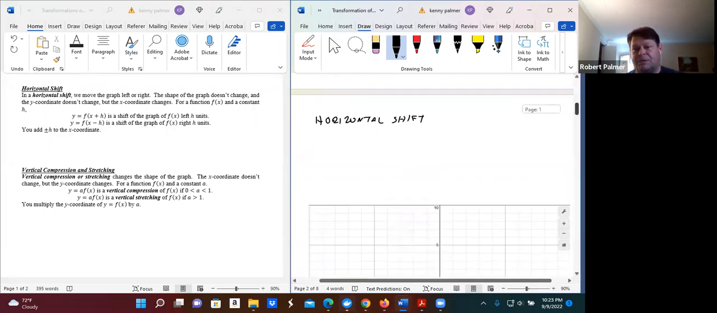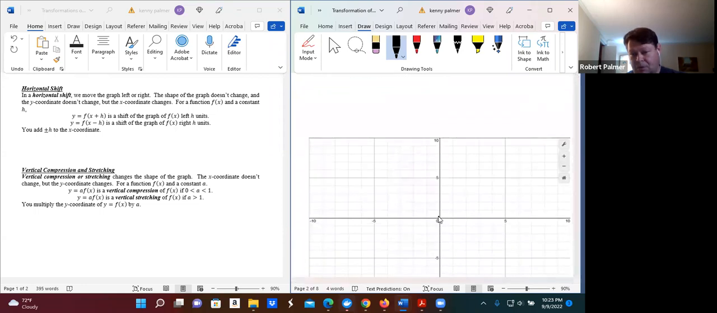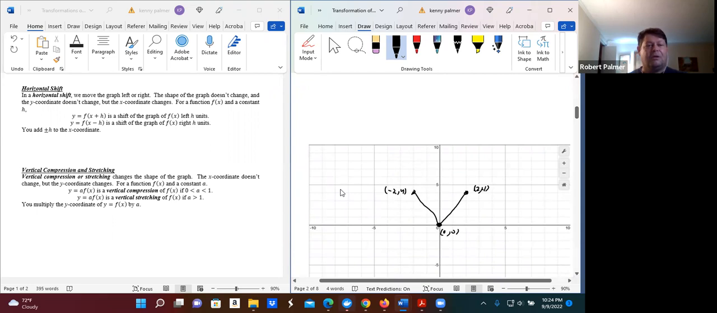All right, so once again, I'm going to start with my same graph, these same points, 0, 0, 2, 4, and negative 2, 4. Once again, this is giving me my f of x. Should be a straight line. And so a horizontal shift, in much the same way as a vertical shift, essentially takes the graph and moves it to the left or right.